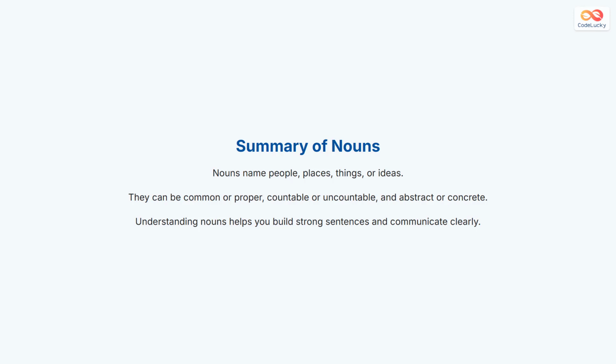Nouns name people, places, things, or ideas. They can be common or proper, countable or uncountable, and abstract or concrete. Understanding nouns helps you build strong sentences and communicate clearly in English. Practice identifying nouns in sentences, and you will become more confident in using English.